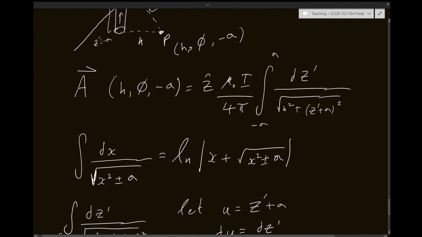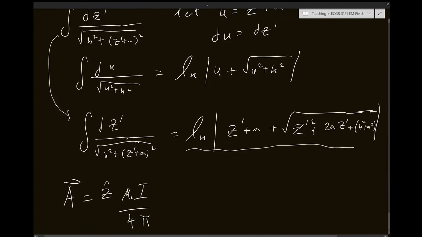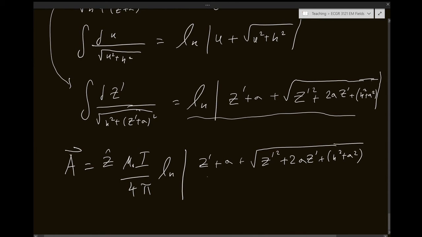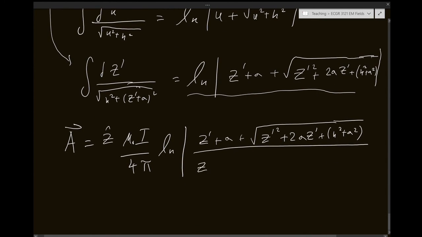And then what did I say? I'm integrating from minus a to a. So let me write it down first. Ln magnitude z prime plus a. I'm just turning the subtraction into division. That's the property of the ln. Plus 2a z prime plus h squared plus a squared. Just writing it down at this point. This is not the solution. Az prime plus h squared plus a squared.